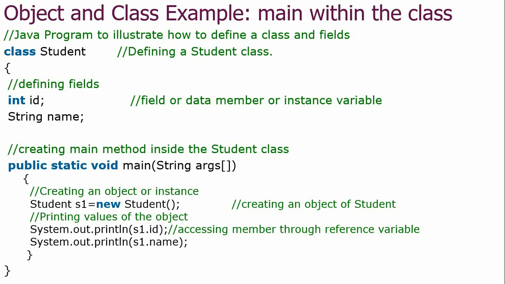So when it comes to the examples of object and class, we have two examples. We can define a main within the class. Till now we have seen only these kinds of examples. I added a set of comments here: Java program to illustrate how to define a class and fields. Class, all in small case, is a keyword, and Student starts with a capital letter. Why? Because it is a naming convention. The name of the class should start with a capital letter. So we define just a class, Student, and after that we use a curly bracket.